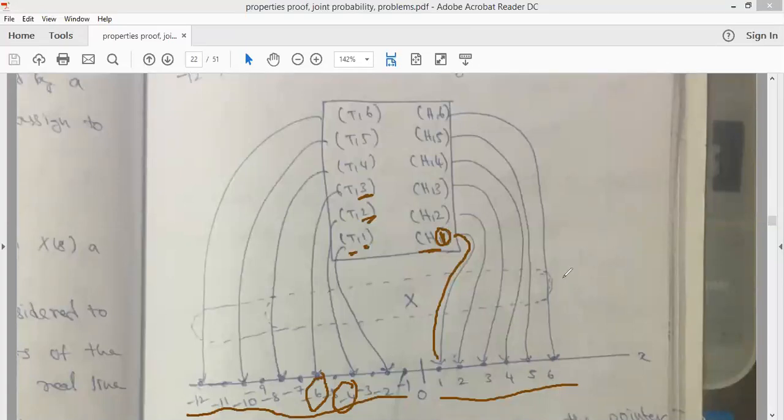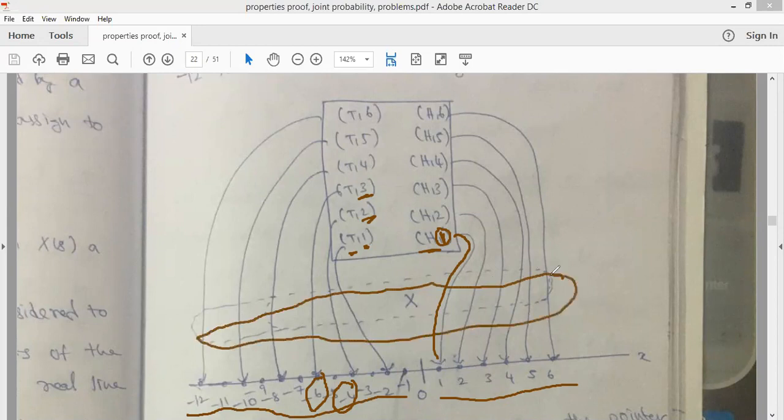So what does this random variable do? This random variable will map all the elements of the sample space onto the real line. So you will have some numerical value for every element in the sample space, by finding the random variable.